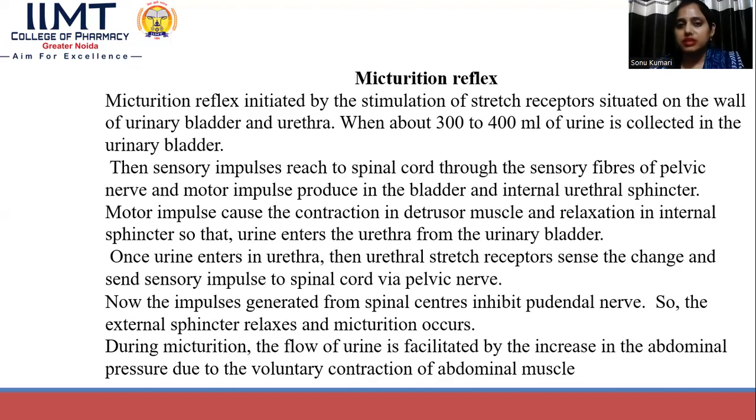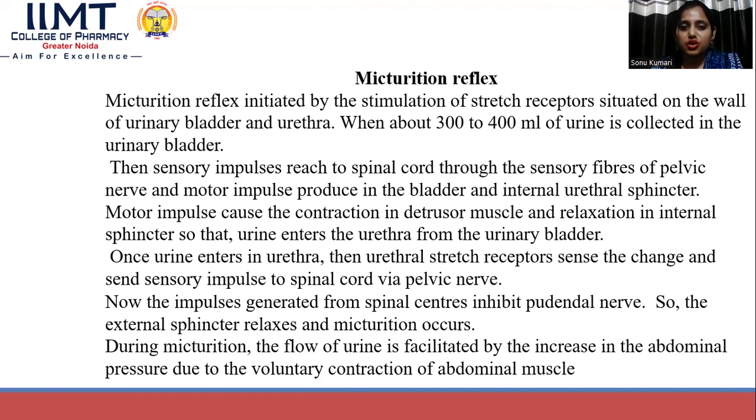Now let's discuss the micturition reflex. The micturition reflex is initiated by the stimulation of stretch receptors situated on the wall of the urinary bladder and urethra. When about 300 to 400 ml of urine is collected in the urinary bladder, sensory impulses reach the spinal cord through the sensory fibers of pelvic nerves, and motor impulses are produced in the bladder and internal urethral sphincter.